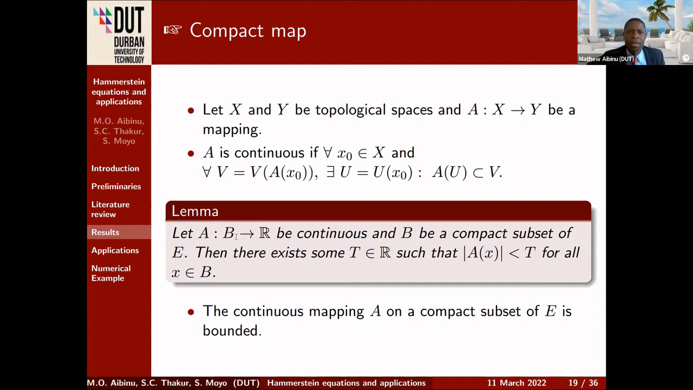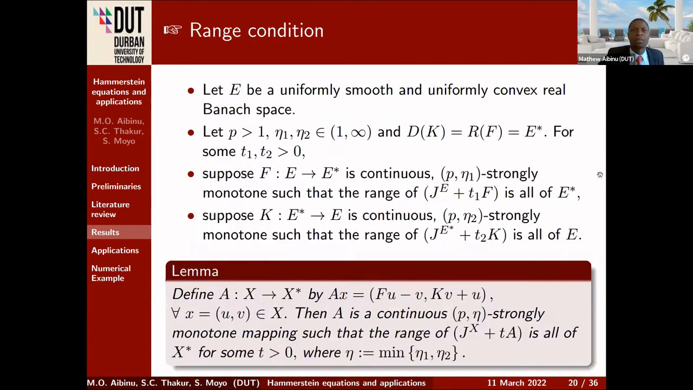We say that let A be a mapping from B into R, where B is a compact subset of E. Then there exists a subset of R so that A x is less than T for all x in B. What this lemma is simply saying is that the continuous mapping A on a compact subset of E is bounded. That is, this lemma, we also establish that it holds.